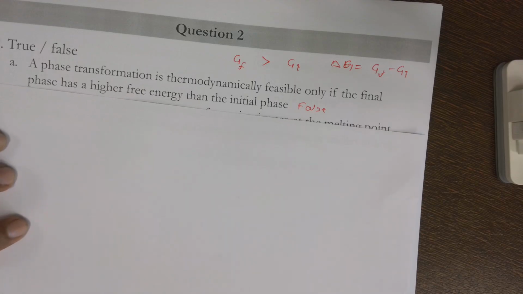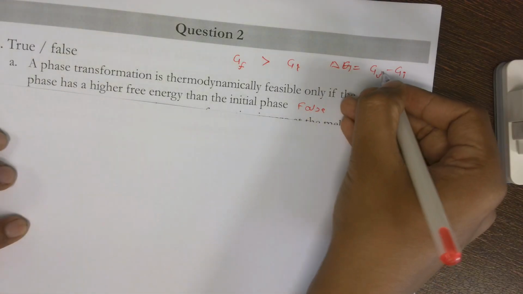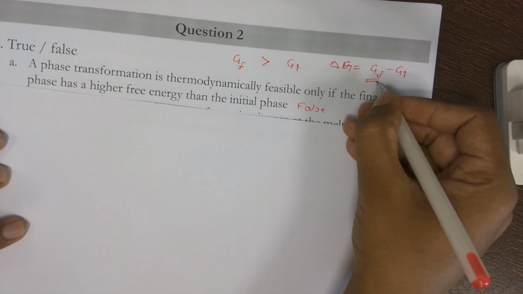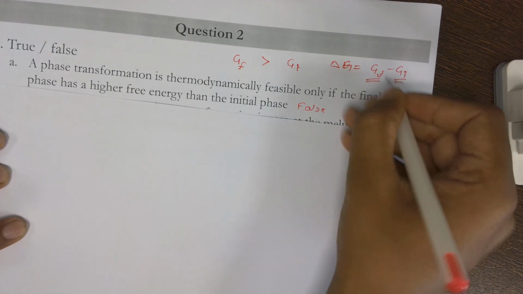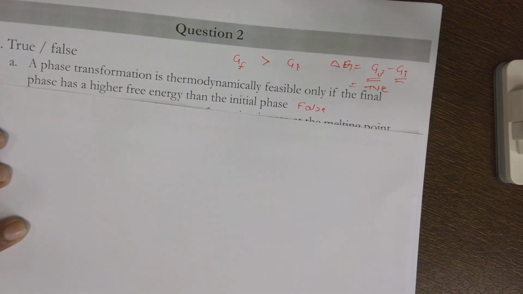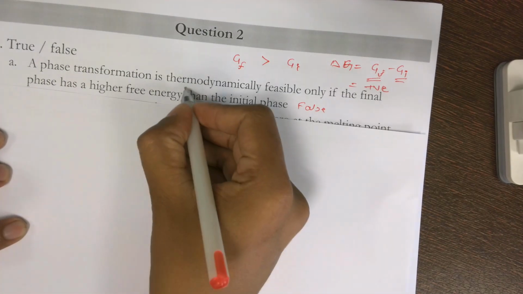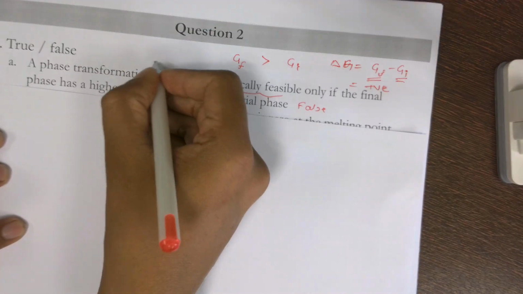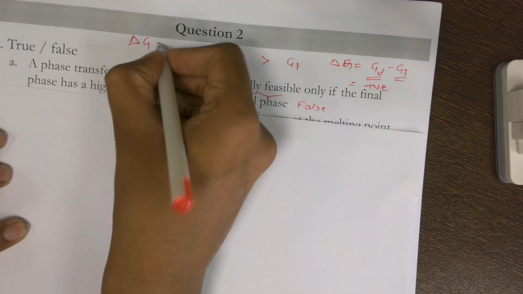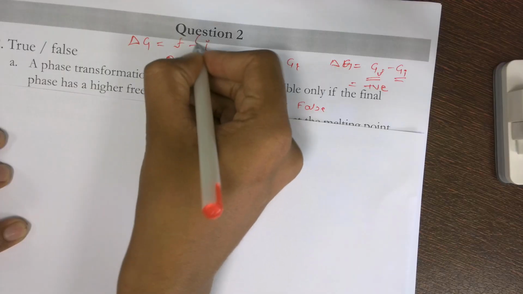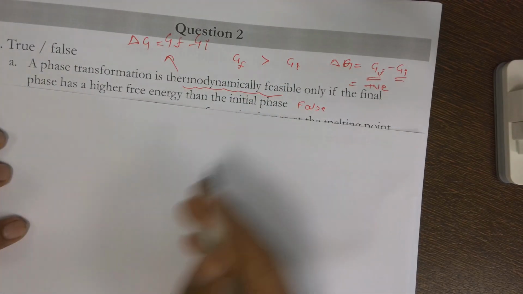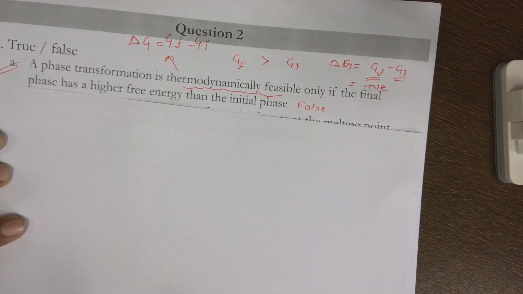The free energy of the final phase should be lower. If it is more, then it means that delta G is positive, right? And thermodynamically it is not feasible. Thermodynamic feasibility we check by delta G, which is final minus initial. Since it will be positive, it's not feasible. That's why it's false. Very good.